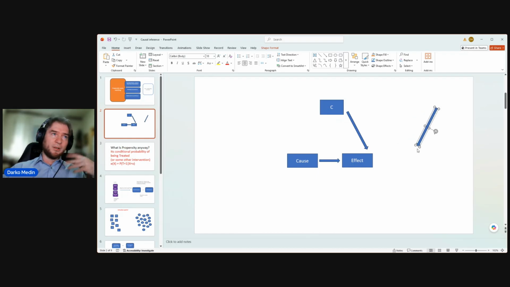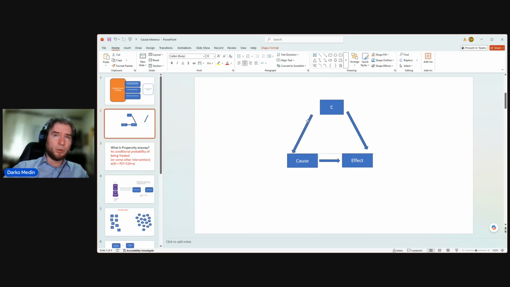Other approaches like randomization in, for example, randomized clinical trials or randomized experiments in marketing, they also remove the back doors. And some of them do it better, some of them do it worse. We also have the instrumental variable approach. That will be a topic for another occasion. Now let's focus mostly on propensity score matching. So we want to remove the backdoor.